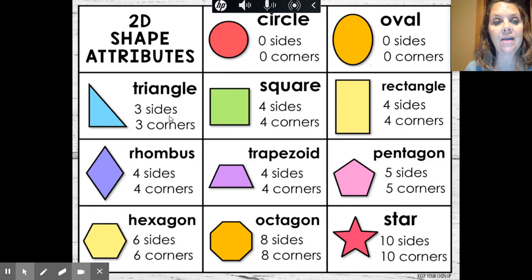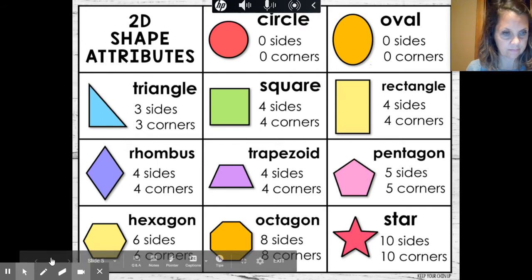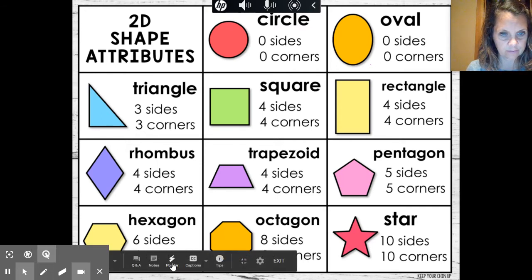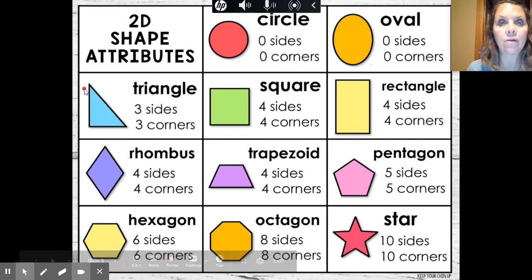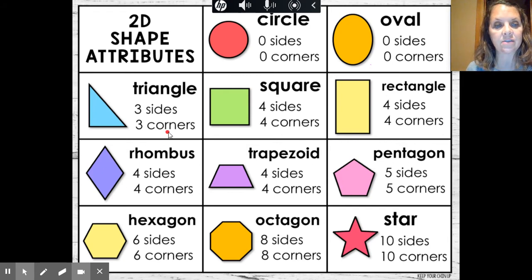So here are some attributes of 2D shapes. Let's go through each of them. We're going to start here. Okay. Oop, let me get my pointer. Here we go. Why don't we start with the triangle? We sort of already talked about a triangle. A triangle has 3 sides and 3 corners.